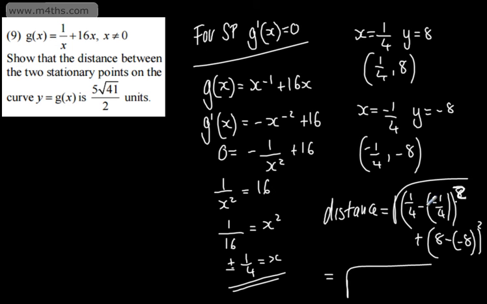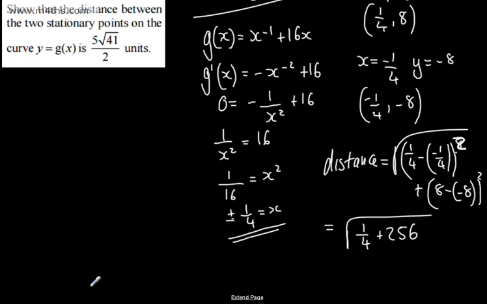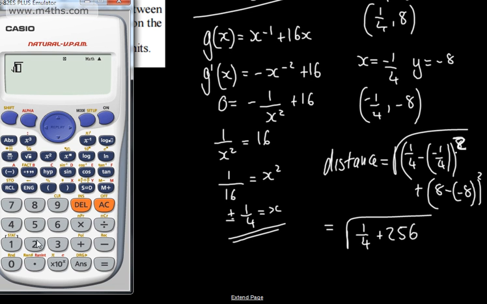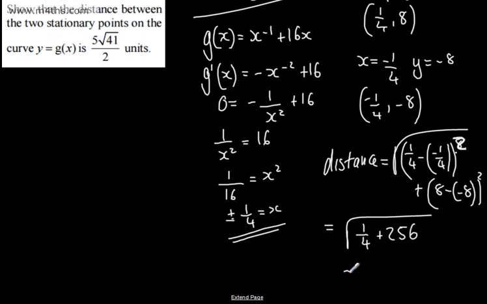1/4 plus 1/4 is 1/2. 1/2 squared is 1/4. What's that going to give me? 8 subtract negative 8 is going to give me 16. 16 squared is 256. So let's go ahead and put this in a calculator. So the square root of 0.25 plus the 256, that's going to give me 5 root 41 over 2. So that's as required. So 5 root 41 over 2 as required.